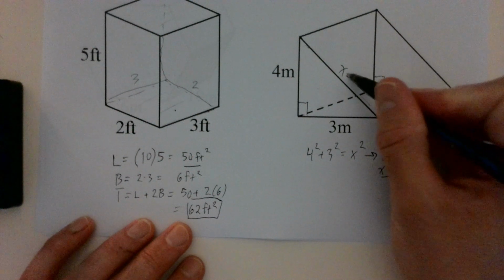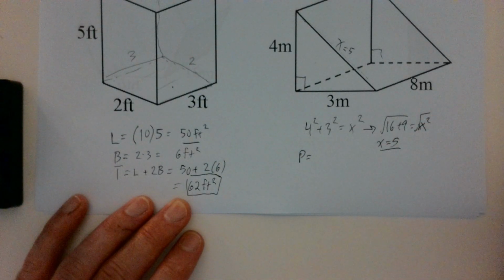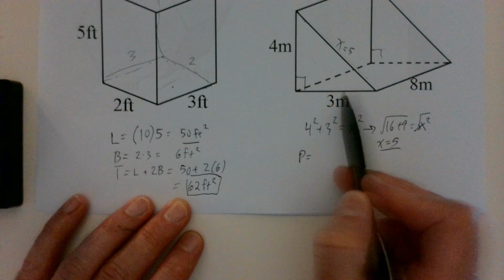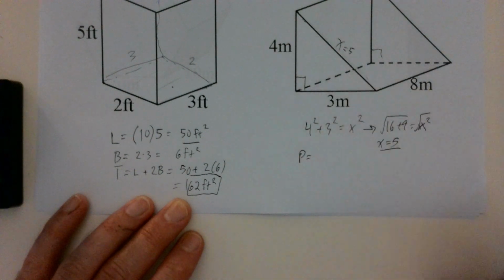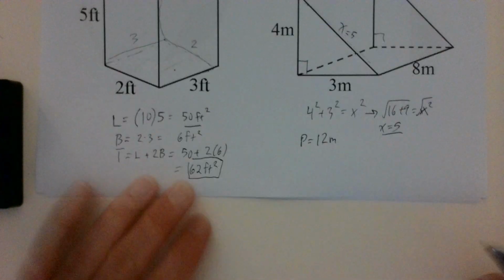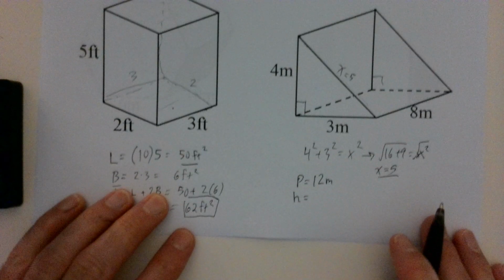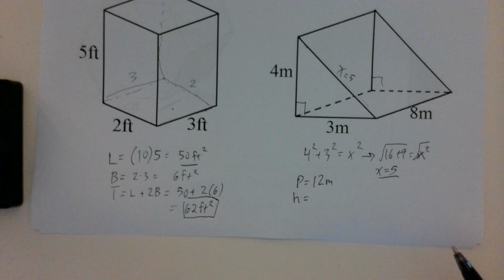Now that we know this is a 5, I'm going to go ahead and write capital P for perimeter of my base. That's 4 plus 3 plus 5. So let's see, that's going to be 12 meters. And while I'm at it, I'm going to go ahead and write out the height of my prism. So I want you to go ahead and guess what the height of this prism is going to be.